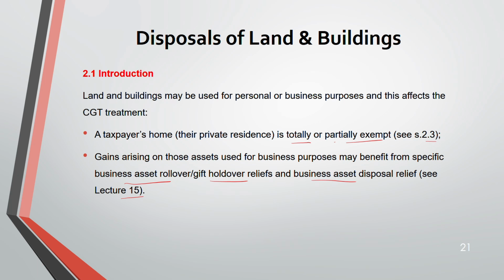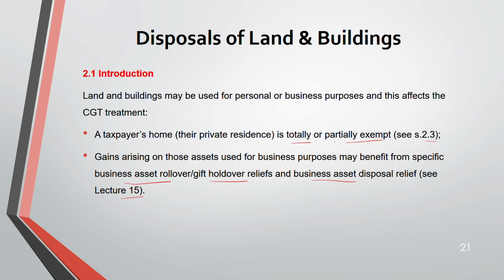while you're calculating CGT. Business asset, because land and buildings when used for business purpose are treated as business assets. Okay, business asset rollover, briefly I will explain. Detail will be explained in lecture 15, just in case you might be blanked out now, confused about what these reliefs are and how they work.